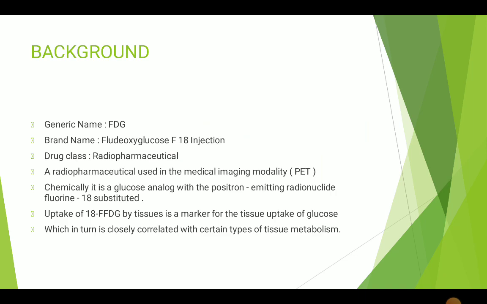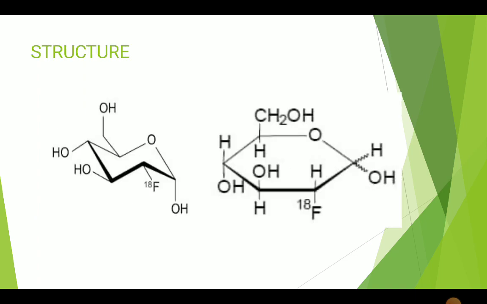Chemically, it is a glucose analog with the positron emitting radionuclide fluorine 18 substituted for a normal carbon atom that will be in the position. This is best illustrated diagrammatically, and this is the diagram of its structure. In this position here, usually there is a carbon atom in the glucose molecule, but now it has been substituted with fluorine 18, which is radioactive and decays over time. And when it decays, it releases radioactive energy which can be detected by specialized cameras, and these can be used to form a positron emission tomograph.